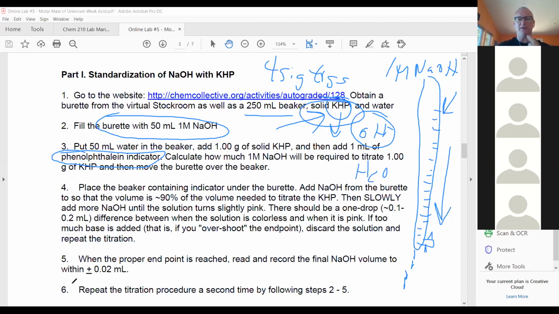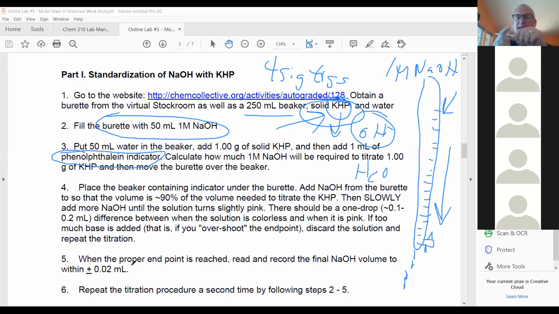So basically what you want to do is figure out how much sodium hydroxide you're going to need, add about 85 to 90% of that volume, and then drop by drop add it until it just turns pink, and then stop. And then I'll show you how you can do that.